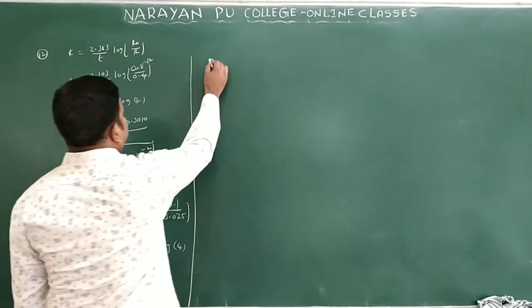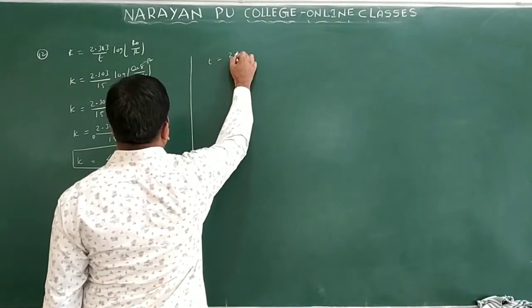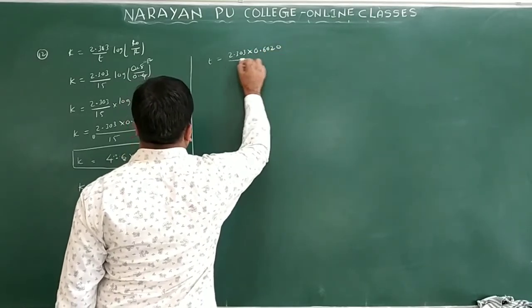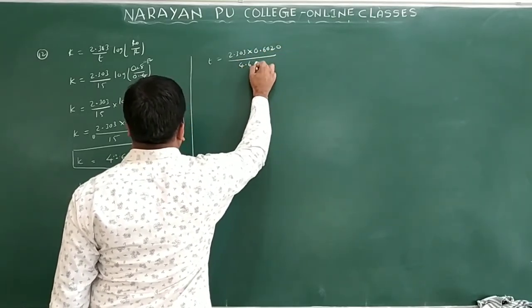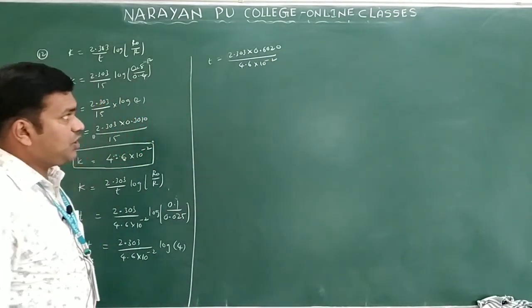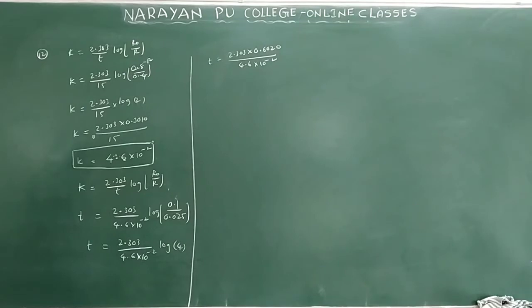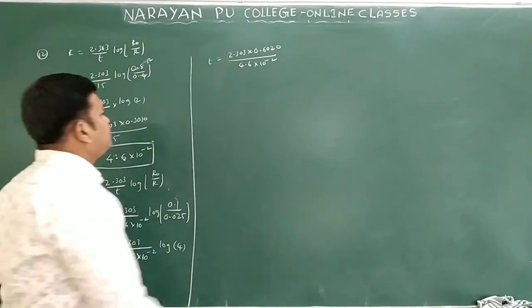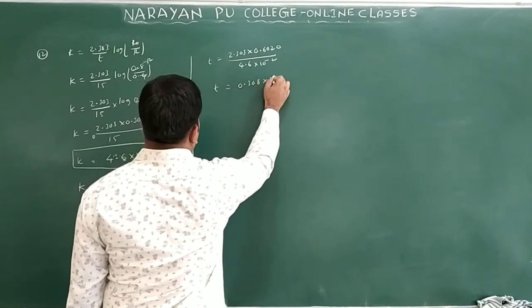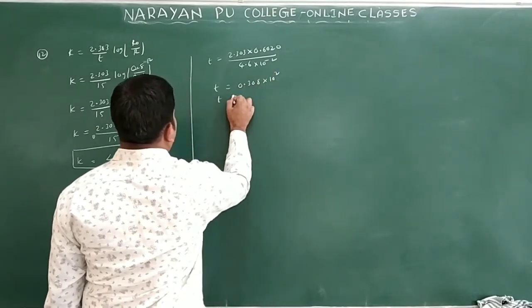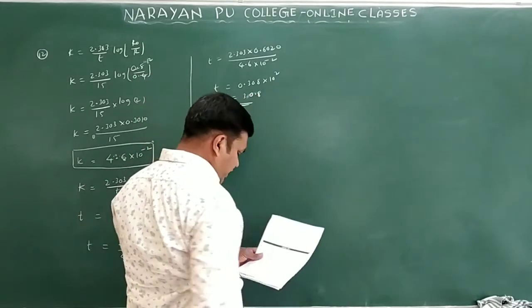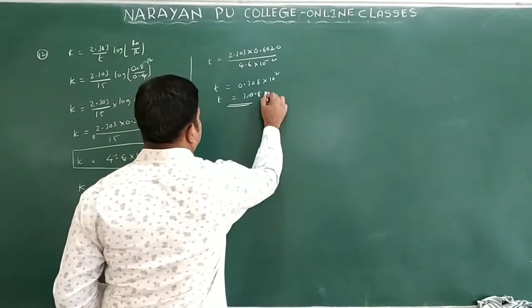0.6020. T is equal to 2.303 by 4.6 into 10 power minus 2. So you will get 0.308 into 10 square, which is 30.8 minutes.